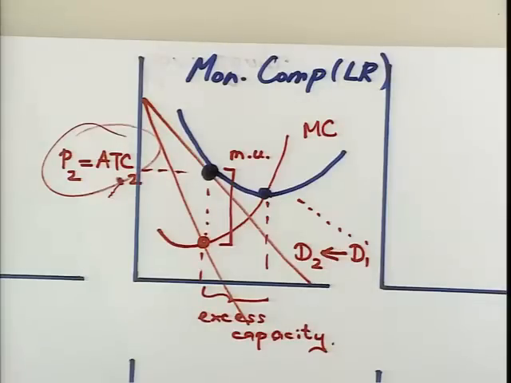The diagram is not correct. MC equals MR. Profit is here. Oh, okay. Always MC equals MR first.